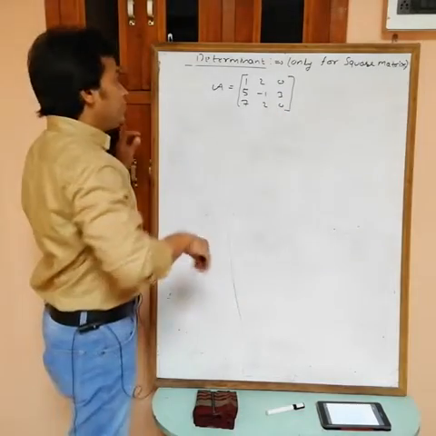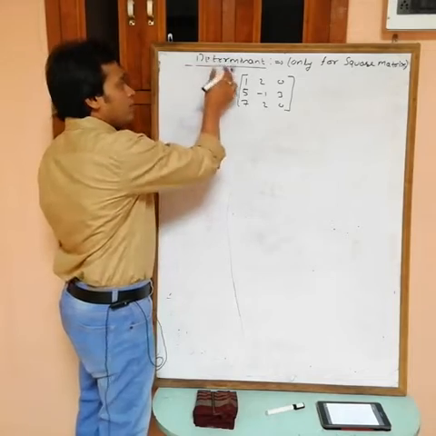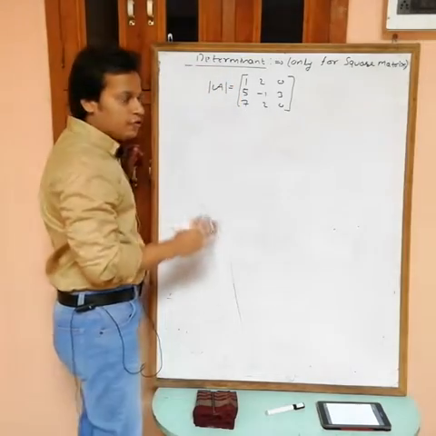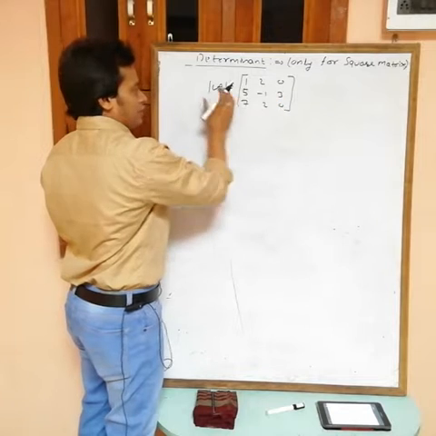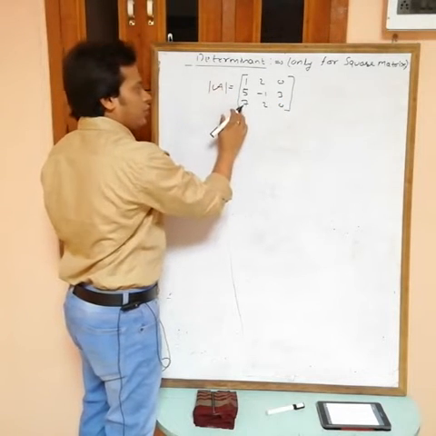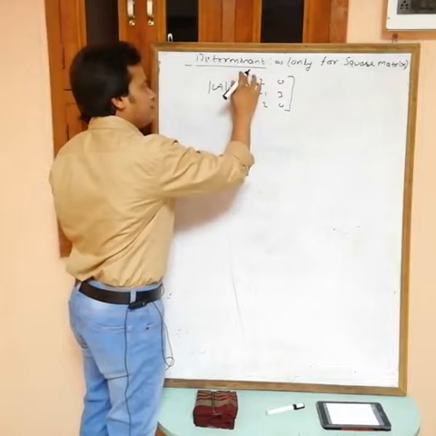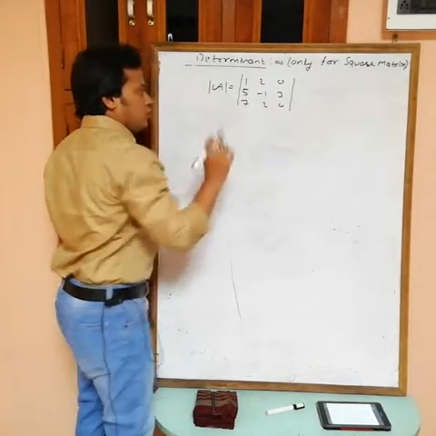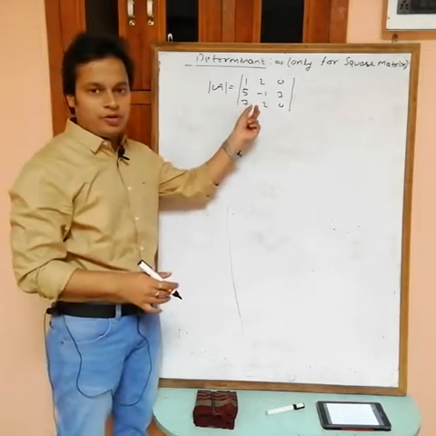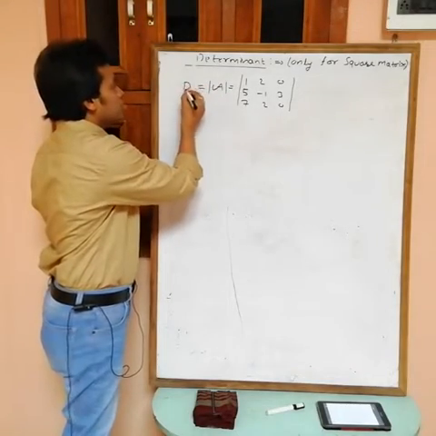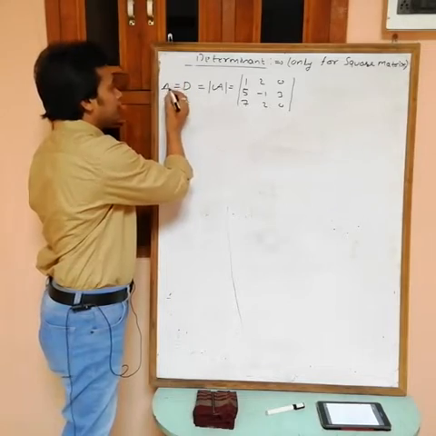Then the determinant of this square matrix A is represented as this one. If you want, the determinant of A is represented as det A, and the sign for this is only this one. So this is the determinant of square matrix A. Also determinant can be represented as D or del.